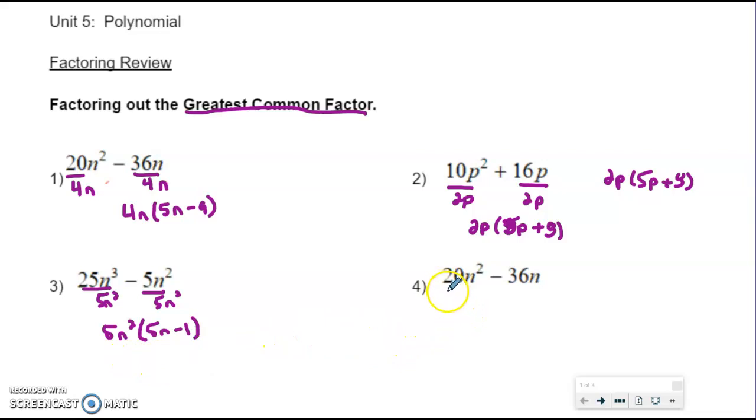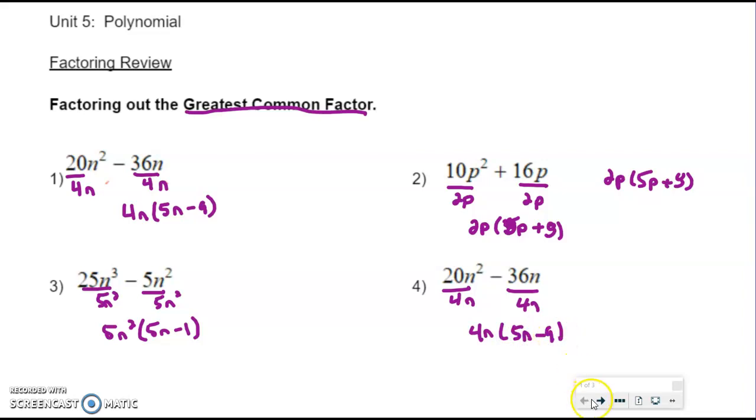Looking at this last one, I'm looking at 20 and 36. I know that 4 goes into both of these, and also n, because they both have n's. So I can rewrite this as 4n times 5n minus 9. That would be the factored form.